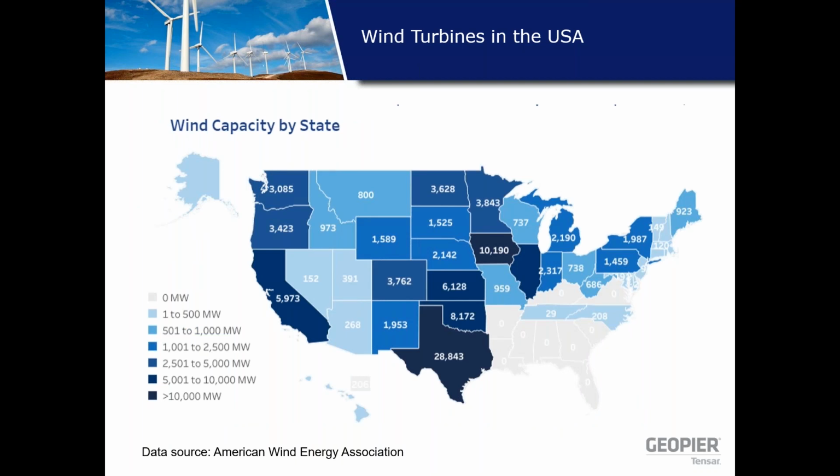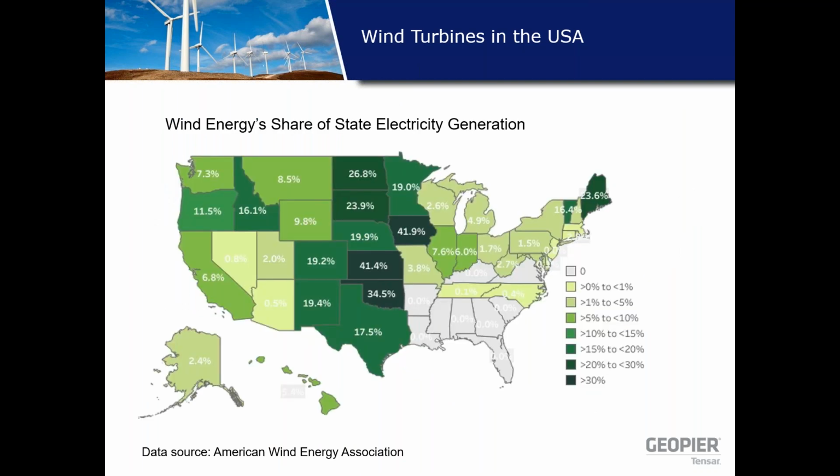Now this map shows wind capacity by state and the megawatt output per state. So you can clearly see that states like Iowa, Texas, California, Illinois, Nebraska, and Oklahoma are leading the charge, with Texas alone accounting for nearly 25% of the total megawatt generation in the United States. This map here shows what percentage of each state's electricity is generated by wind power. Over 1/3 of the electricity in Iowa, Nebraska, and Oklahoma is generated from wind power. That is truly remarkable, in my opinion.